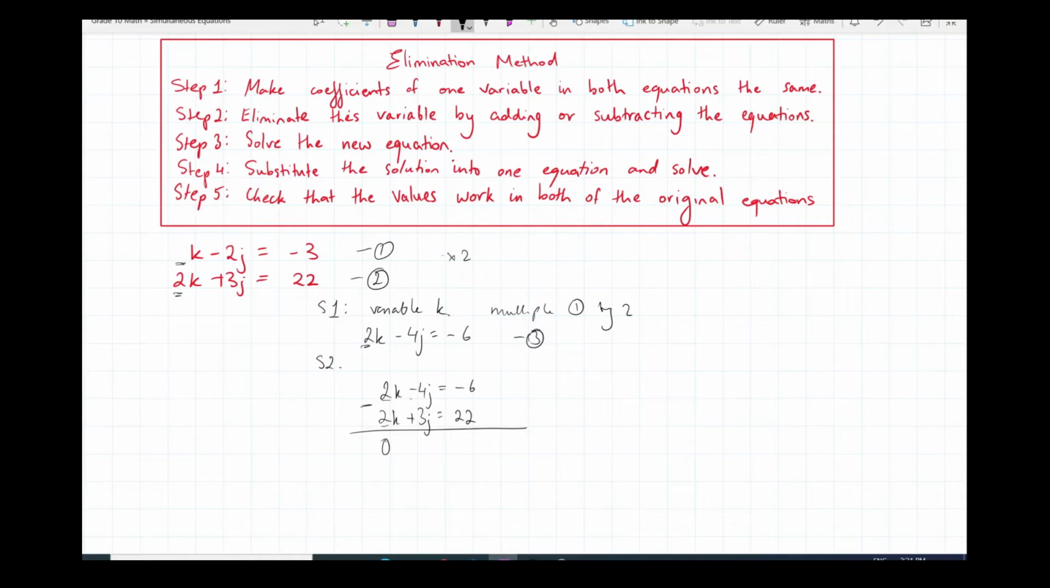Negative 4 minus 3 is negative 7j. Negative 6 minus 22 will be negative 28. Now step 3 is solve this new equation. To do that, I'm going to divide both sides by negative 7 to get rid of this negative 7. And that gives us j equals 4.